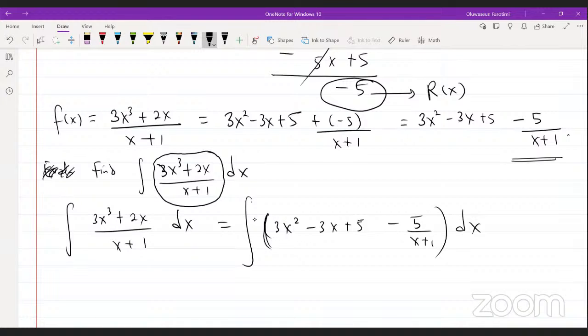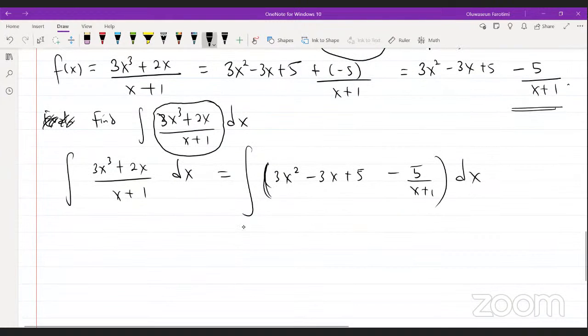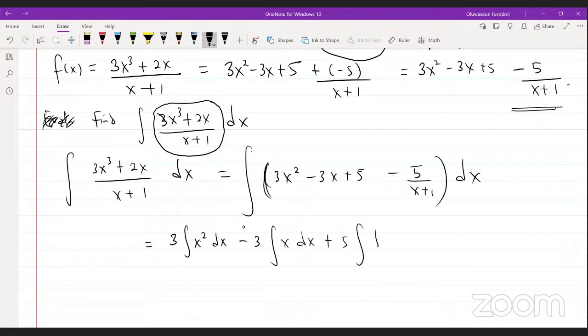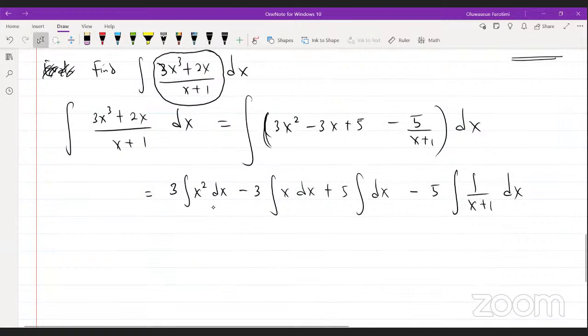Okay, so right now what can we integrate? I have 3 integral of x squared dx, minus 3 integral of x dx, plus 5 integral of dx. Then what about this part? You have a negative 5 integral of 1 over x plus 1 dx. So now, without using the idea of partial fractions, there's pretty much nothing you can do. So this is an important tool.